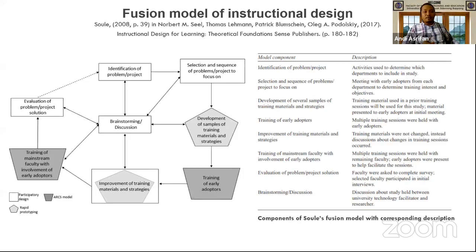So here is the fusion model of instructional design, where the model components are: first we identify the problem, and then we select the sequence about the problem, and then we develop several samples of training material and strategy, and training of early adopters, and then improvement of training material and strategy, and then training the mainstream faculty with the improvements from early adopters, and then evaluation, and the last we have discussion or brainstorming.